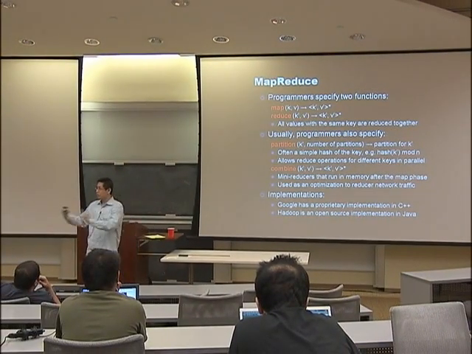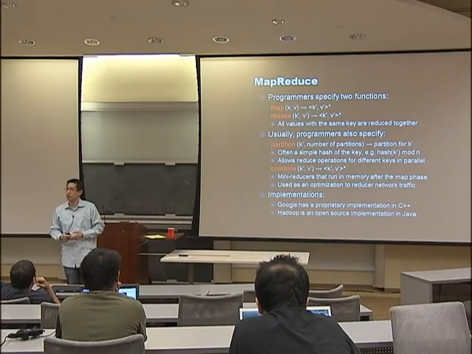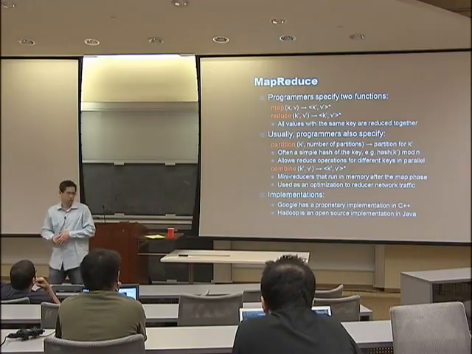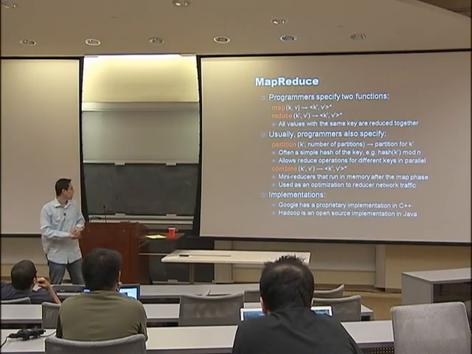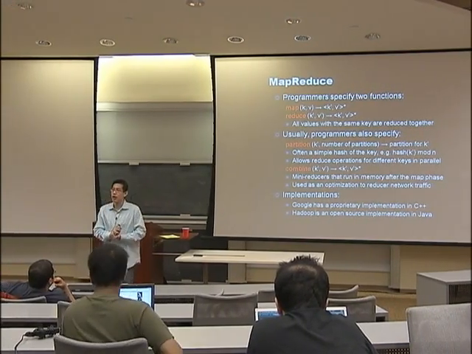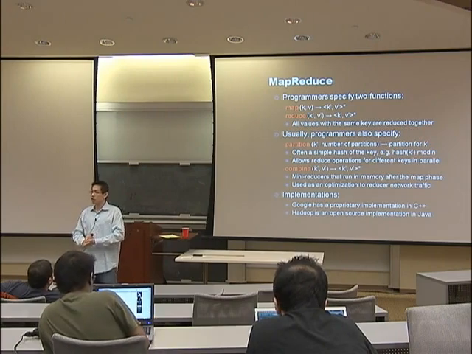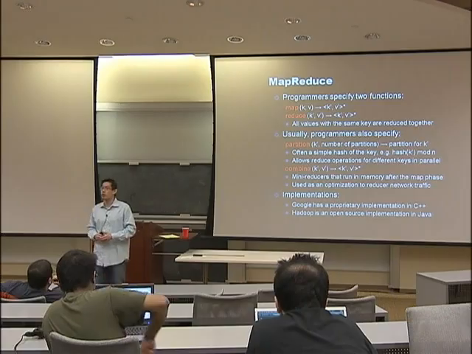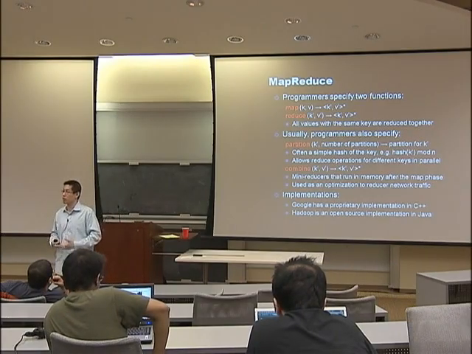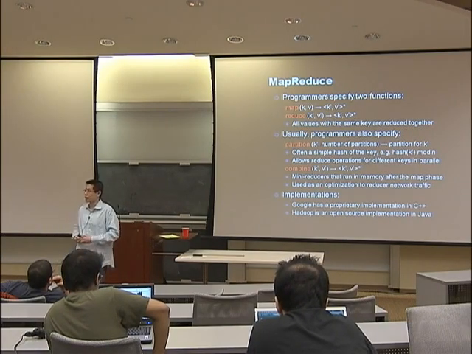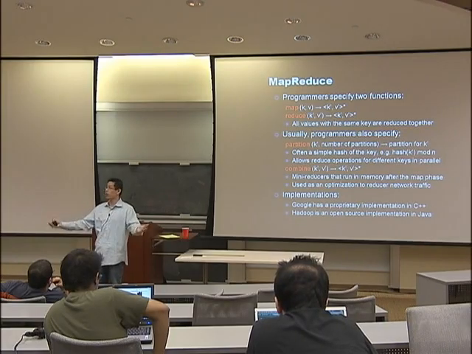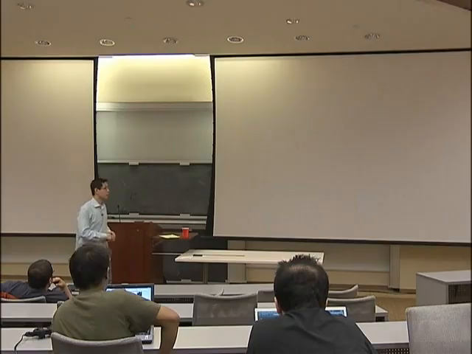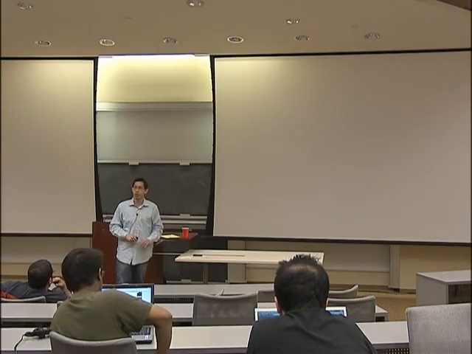Okay, so as many of you already know by your show of hands in the beginning, Google developed this technology and wrote a paper about it a few years ago, actually many years ago by now. So they have a proprietary implementation in C++. Fortunately for us, in the open source world, there's Hadoop. Hadoop is an open source implementation of this programming model, this style of programming, in Java. So it's open source, so anybody could go and download it.